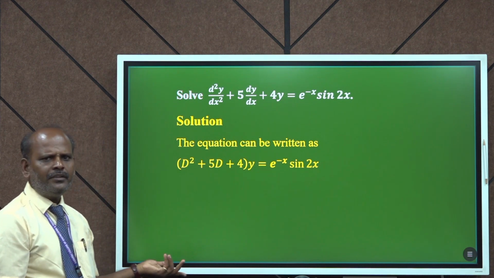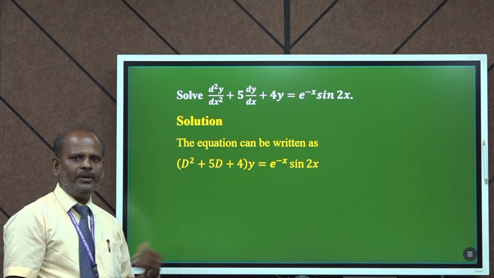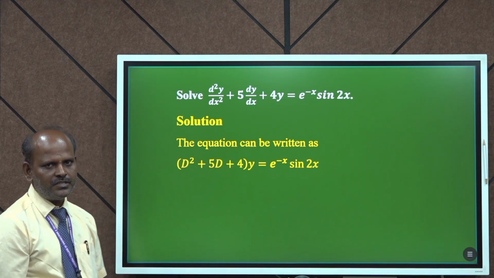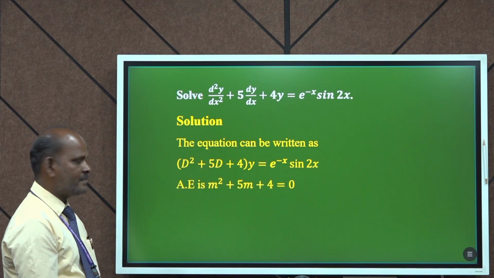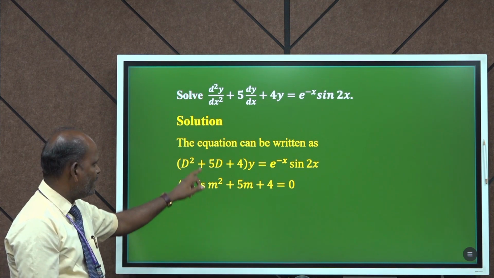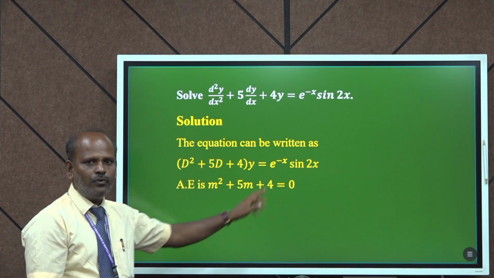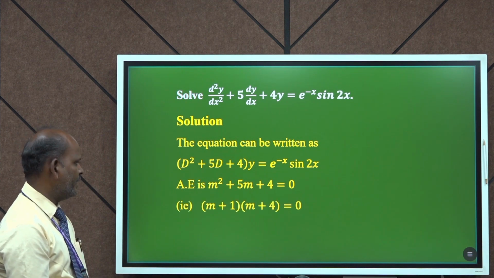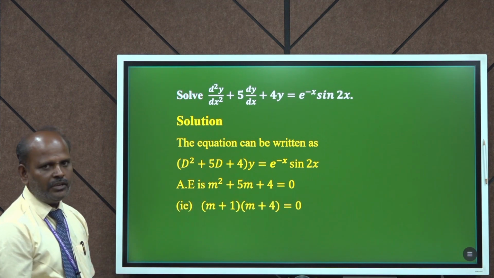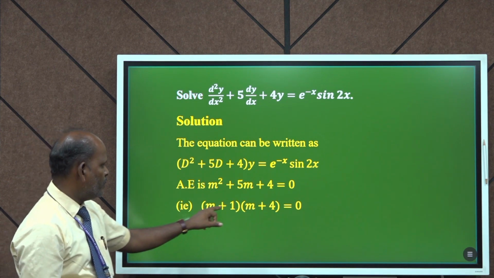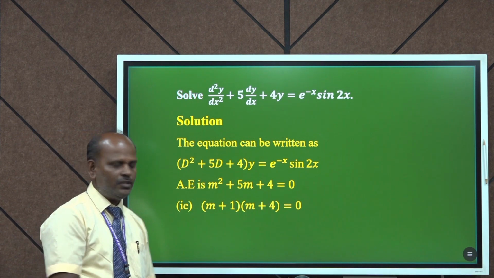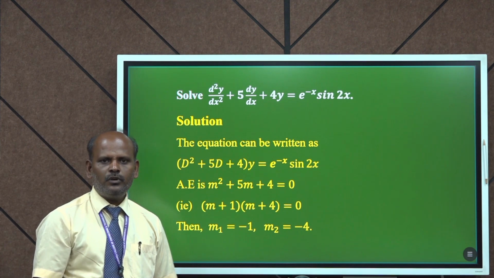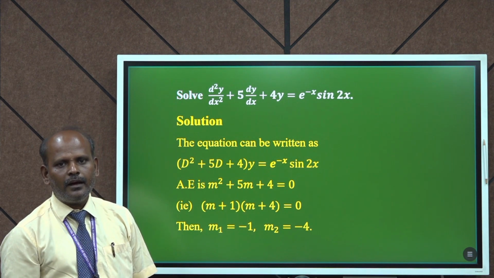To find the complementary function, first we write the auxiliary equation by putting the substitution capital D equal to m, and we assume the right hand side function is equal to 0. Therefore our auxiliary equation is m square plus 5m plus 4 is equal to 0. This is a quadratic equation in m. To solve it, we have the factors (m plus 1) into (m plus 4) is equal to 0, that is m is equal to minus 1 and m is equal to minus 4. These two are distinct, therefore the roots are real and distinct.